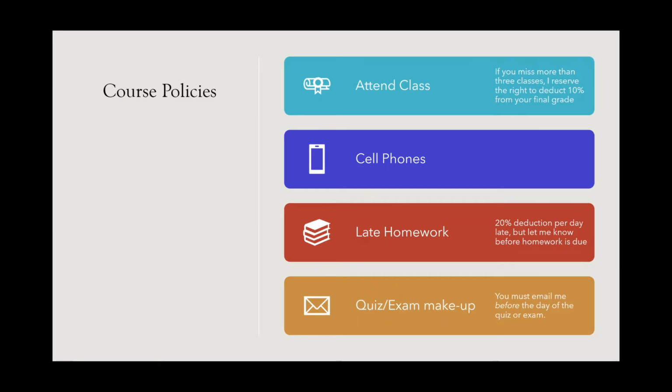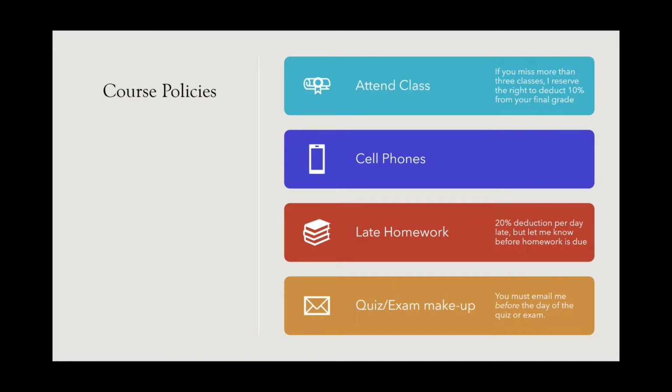Again, just attend class. There can be a penalty that's deducted if you don't attend class. So if you miss more than 10% of the classes, then I reserve the right to deduct 10% from your final grade. I will have an attendance sheet that I pass around class at the beginning of every class, and you're going to have to initial and sign in. Cell phones haven't been a problem for me in the past few semesters, but I have had problems before. So if they become a problem, then I just reserve the right to confiscate them if it's an issue. So hopefully it's not going to be an issue.